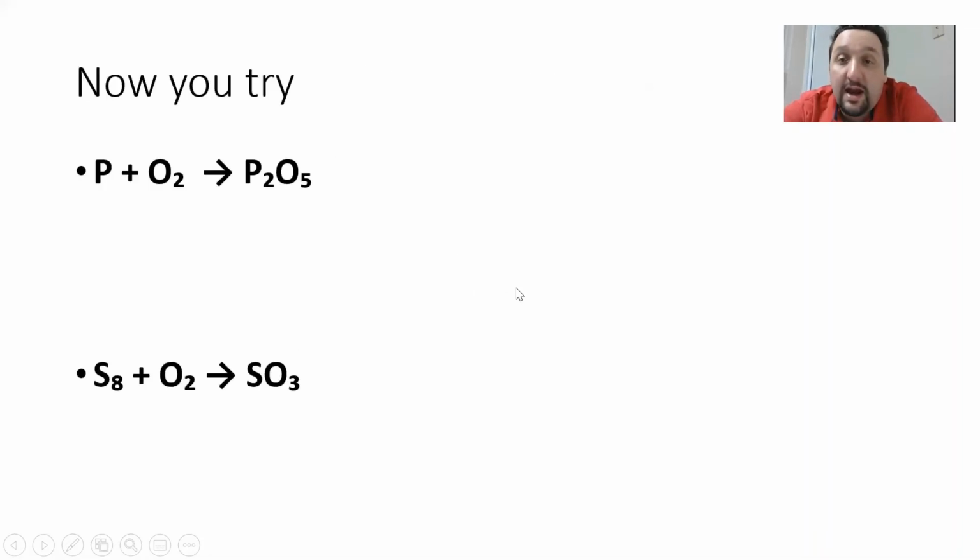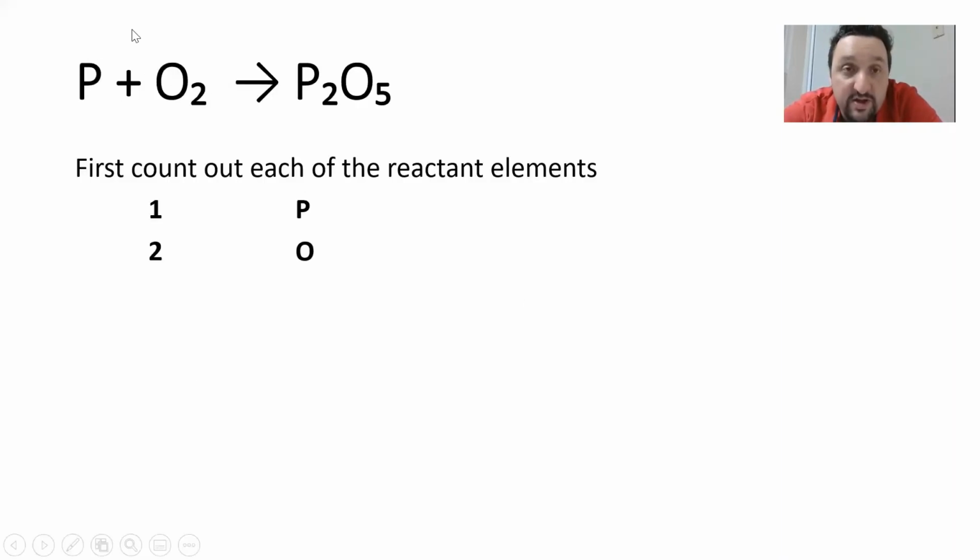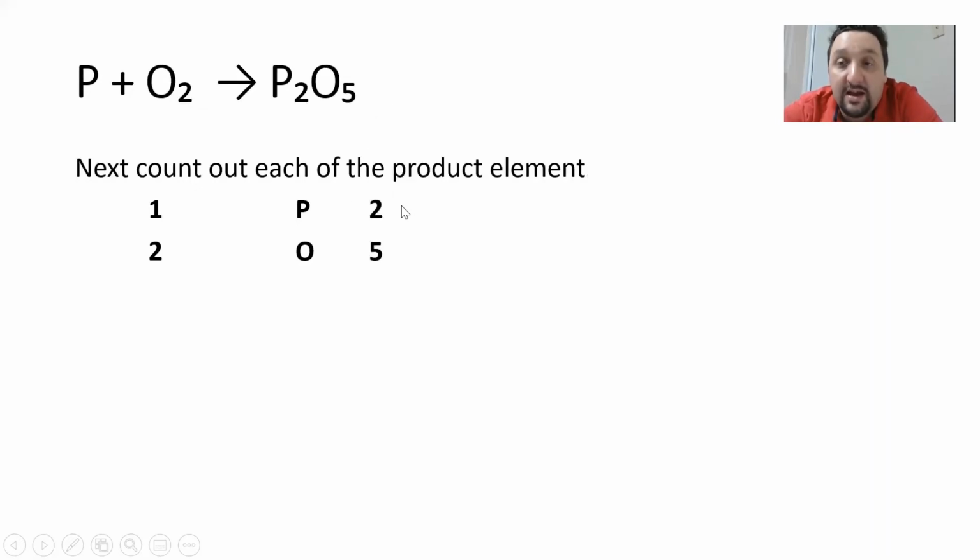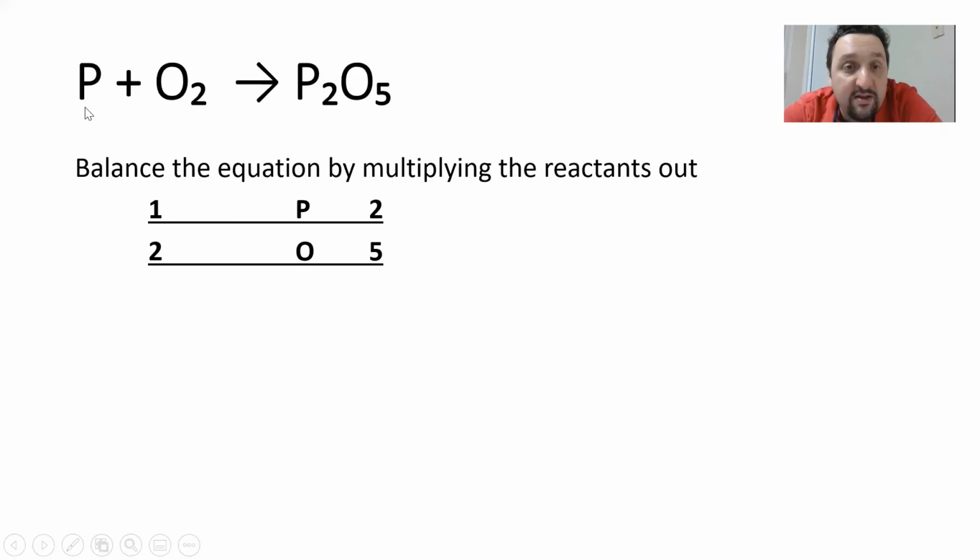Now, we're going to have you try some. Now we're going to balance phosphorus plus oxygen creates diphosphorus pentoxide. Counting things on the left, we have 1 phosphorus and 2 oxygens. On the right side, I have 2 phosphoruses and 5 oxygens. Let's start by balancing the phosphoruses. Now I have 2 on the right and 1 on the left. Let's multiply the phosphorus by 2.